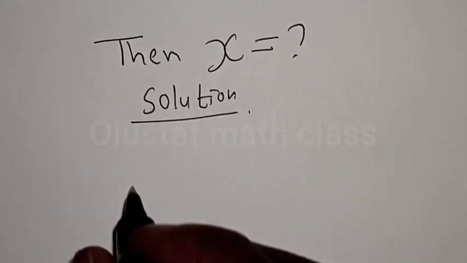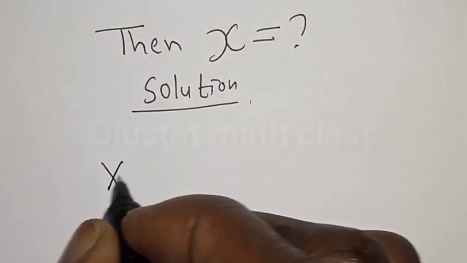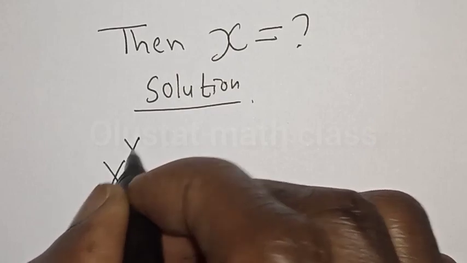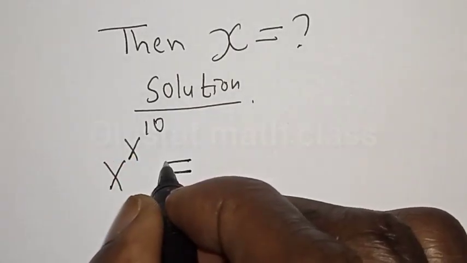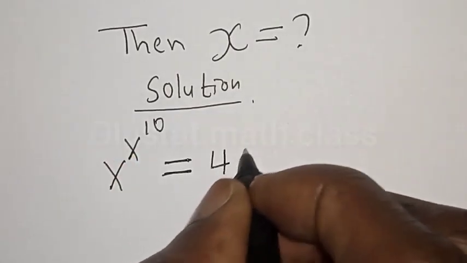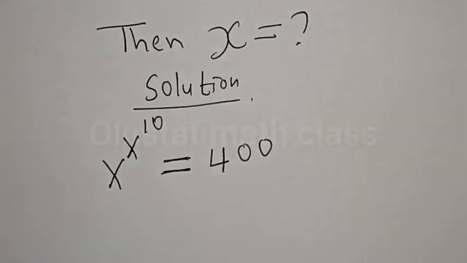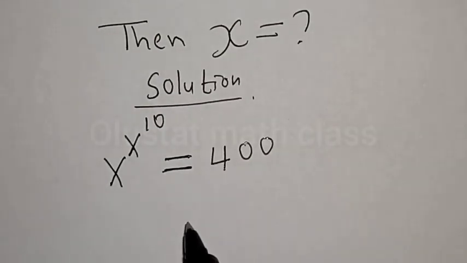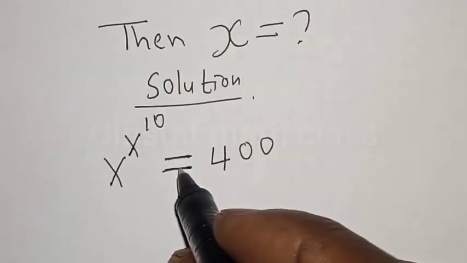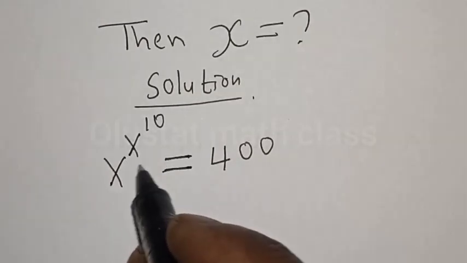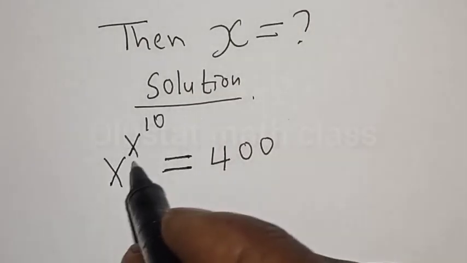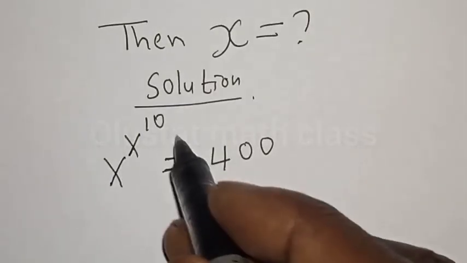We have the given equation, s raised to power s raised to power 10 is equal to 400. Then from here, say we want to find the value of s. What do we do next? Let's raise both sides to the power of 10.